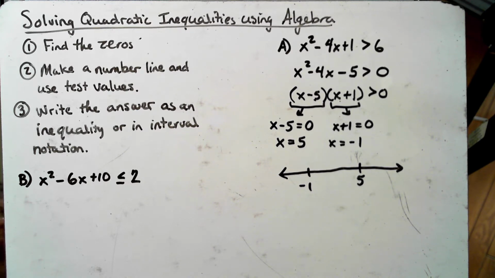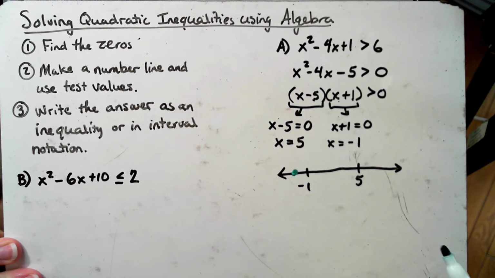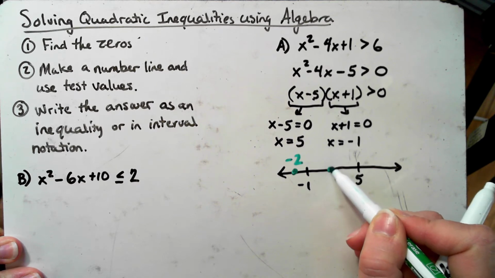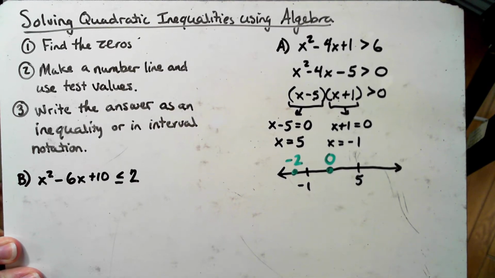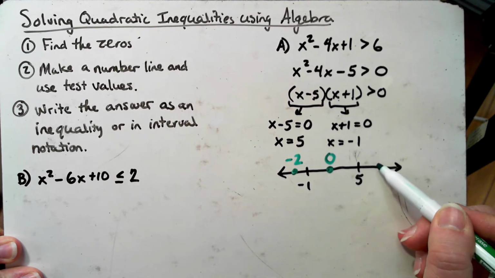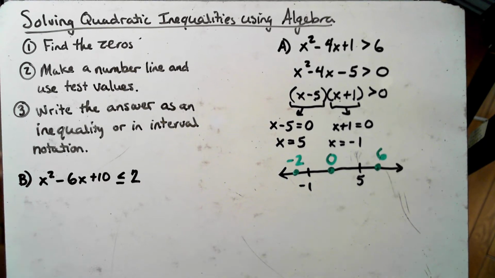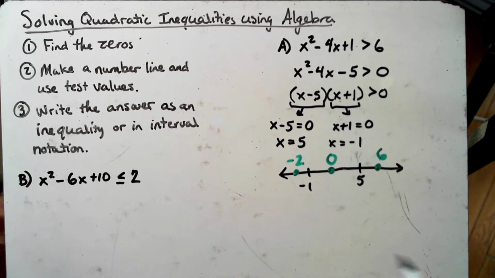So let me just get a different color here. Okay, a number less than negative 1, I can do negative 2. A number between negative 1 and 5, well, 0 is in between there, and I always pick 0 if at all possible, because guess what? It's easiest. And then a number more than 5, I can do 6. And now all I'm going to do is put those into my original inequality and see if it actually makes it true.